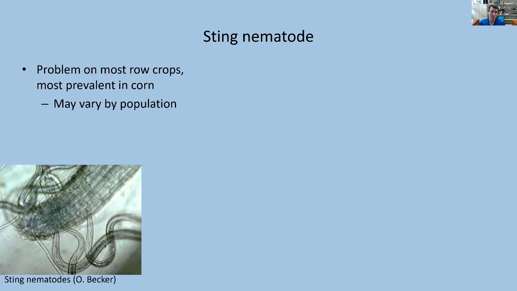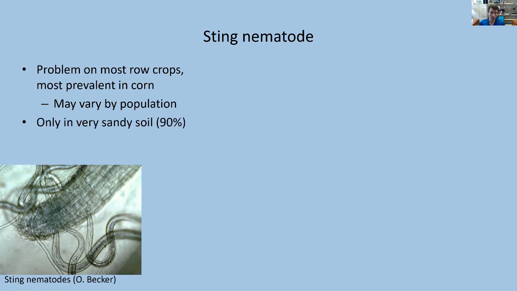So the second nematode we deal with in the southeast is sting nematode. This is a problem on most row crops, but it tends to be worst on grasses. So corn is our primary cash crop that it becomes a big problem on. And the host range is going to vary a little bit based on population. You have some populations that may go to peanut, for instance, and some may go to cotton and so forth.